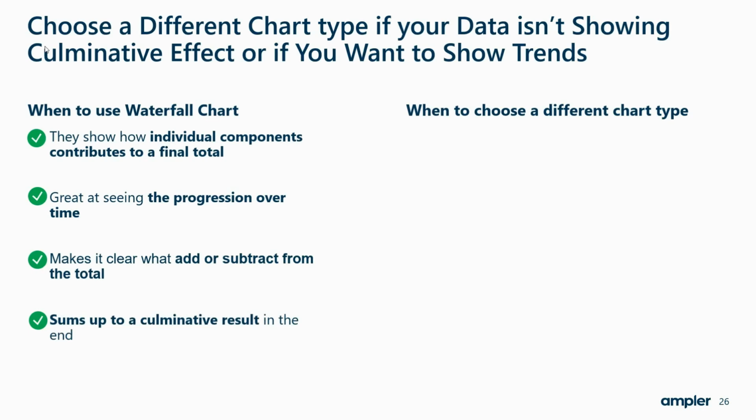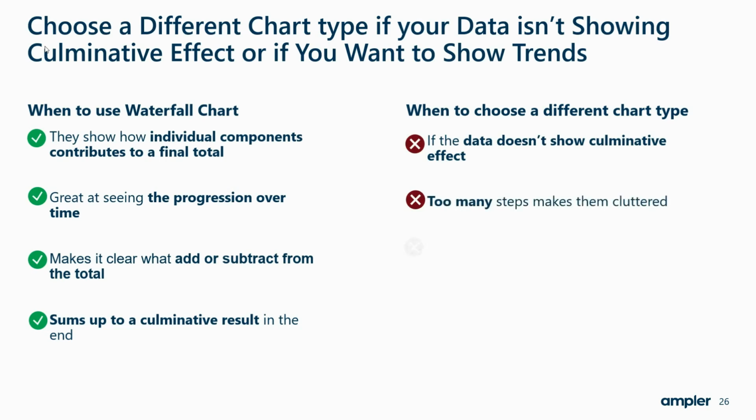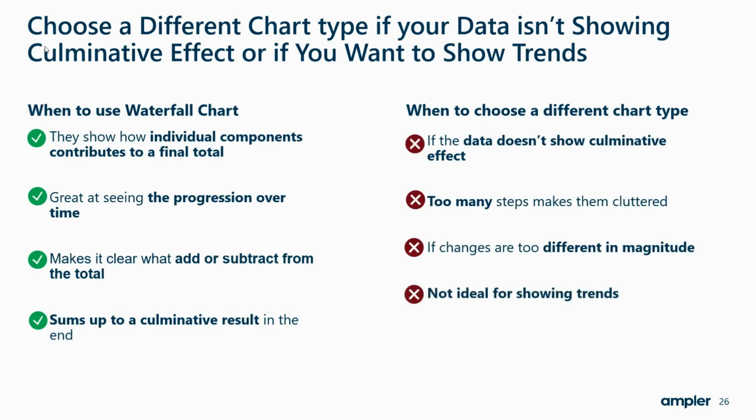However, in some cases, they are better to avoid. This may be the case if data doesn't show cumulative effect, if you have too many steps, if changes are too different in magnitude, or if you want to show trends, especially over long time periods. In the following, we will look at some chart types that can be used instead of a waterfall chart.